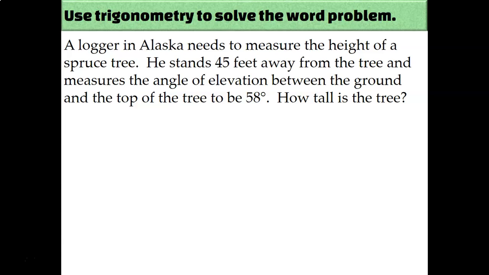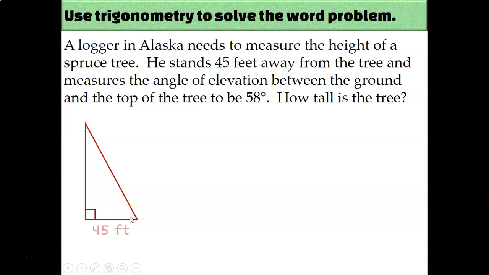Let's try another one. A logger in Alaska needs to measure the height of a spruce tree. He stands 75 feet away from the tree and measures the angle of elevation between the ground and the top of the tree to be 58 degrees. So how tall is the tree? So let's start out by drawing ourselves a diagram. The vertical side of this triangle is representing the spruce tree. And you could draw a little stick figure over here if you wanted to represent the logger.